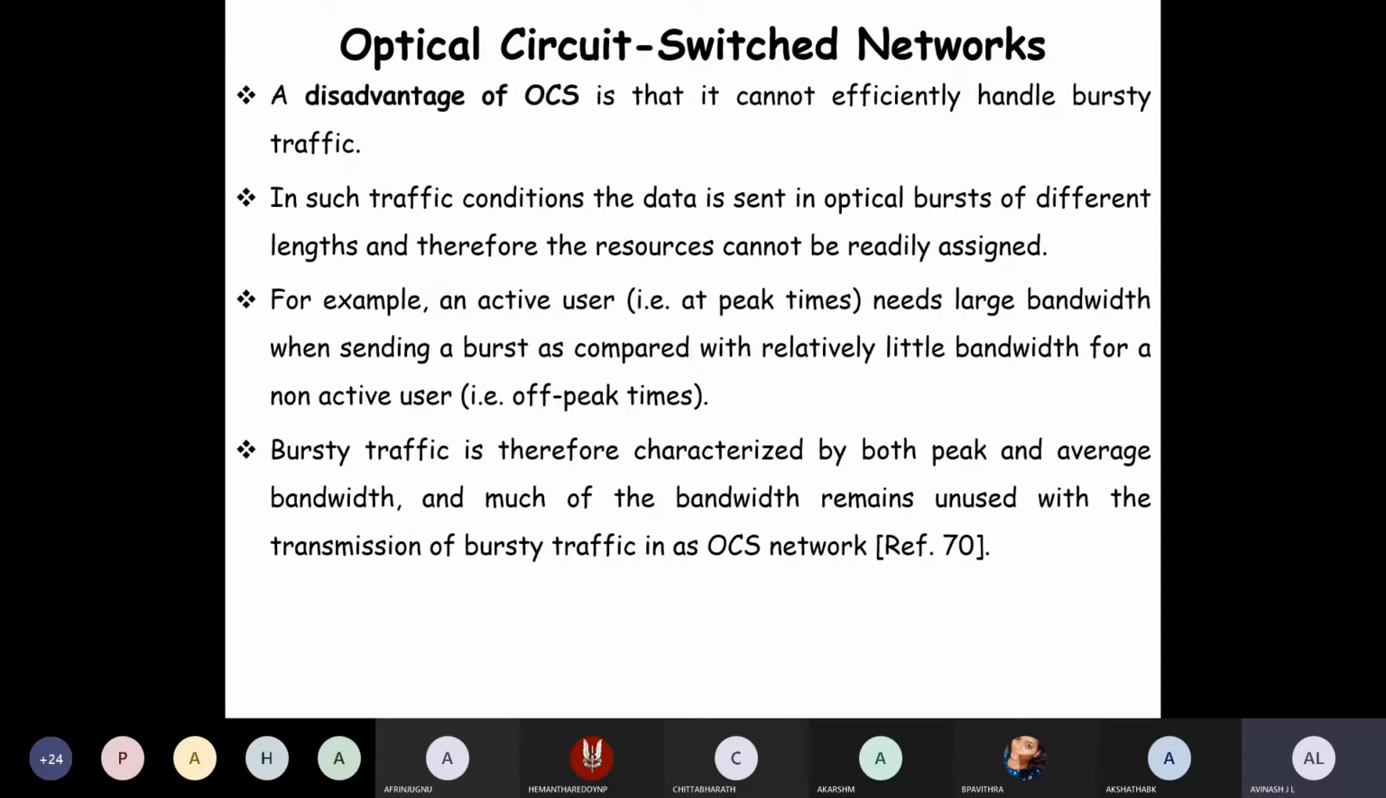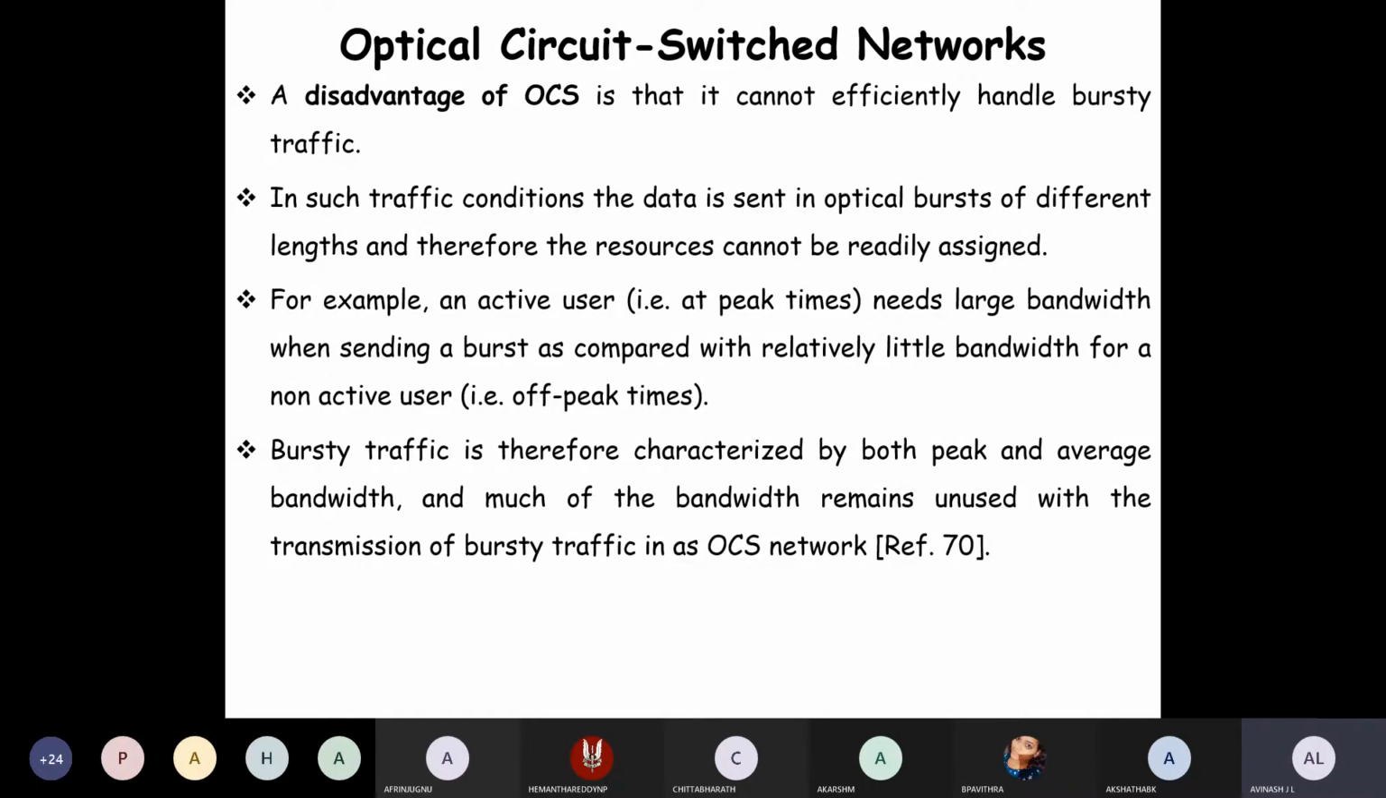When you're talking about the disadvantages of optical circuits, the only thing we need to understand is that it cannot efficiently handle burst traffic. That means if sudden changes are there, a sudden amount of data is coming, it is not designed for it. That is the only disadvantage we have. In such a traffic condition, the data is sent in optical bursts of different lengths, and therefore the resources cannot be readily assigned.